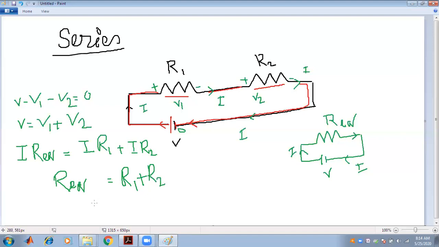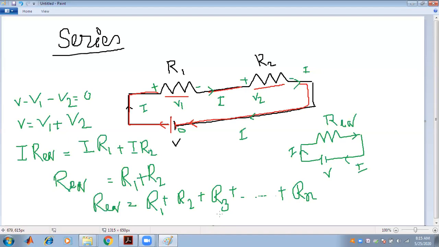If there are n number of resistances, we can write R equivalent equal to R1 plus R2 plus R3 and so on. In a series connection, all the resistances are summed up in order to find the equivalent resistance of a series connection.